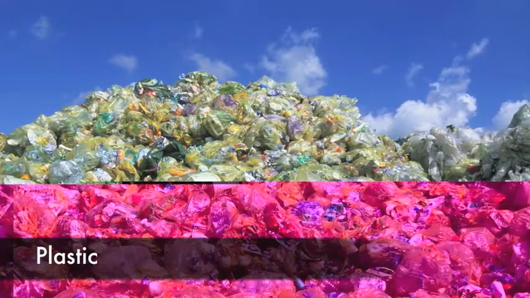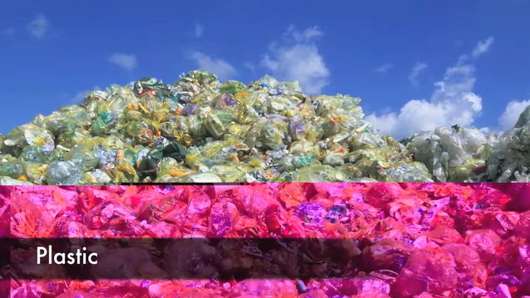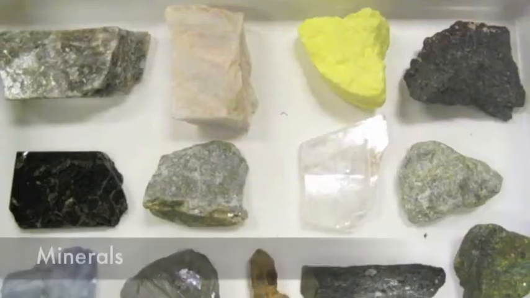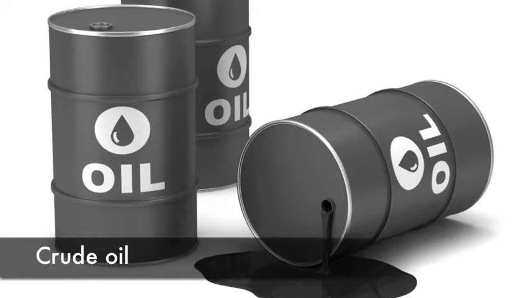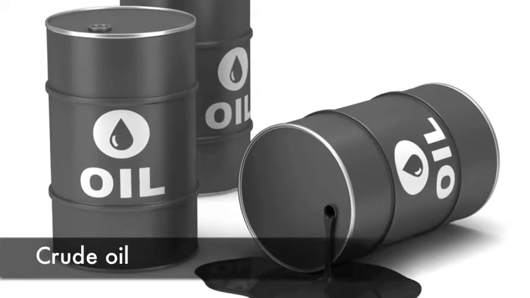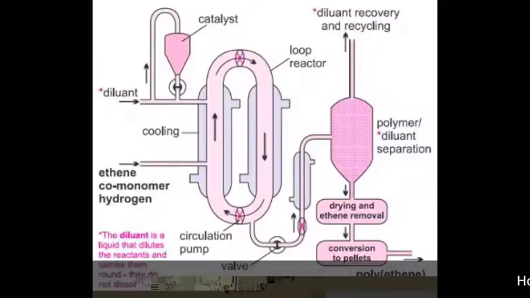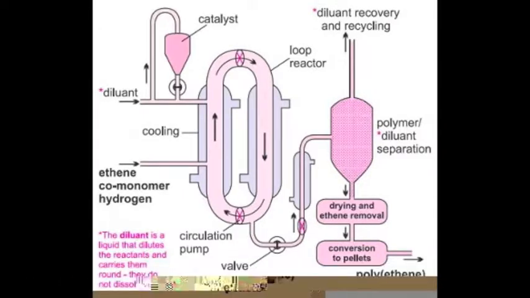Moving on to plastic. Plastic is one of the most important materials in the world nowadays. It's made out of coal, natural gas, minerals, and most dominantly crude oil. Plastic is made with a chemical reaction from monomers which are produced from crude oil. The catalyst is used to speed up the reaction, then a reactor is added, and that produces plastic. These three ingredients, when used in different quantities, produce plastic.